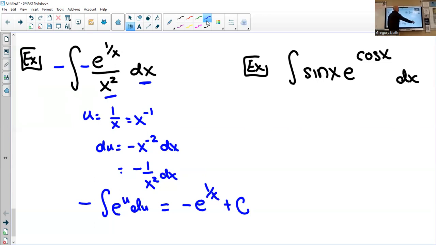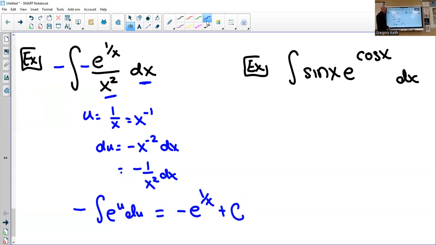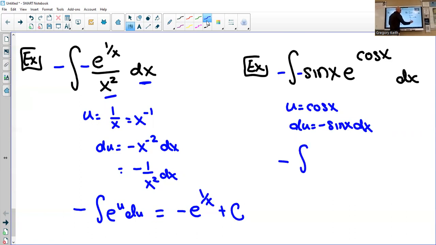All right. What are we going to make u for our second one? Cosine. And so if we make u equal to cosine of x, du is just negative sine of x. And what are we missing? Negative, same thing as this one. So we go ahead and put the negative in. And we just have negative integral of e to the u du. So that just gives us negative e to the, let's put u back in, cosine of x plus c.